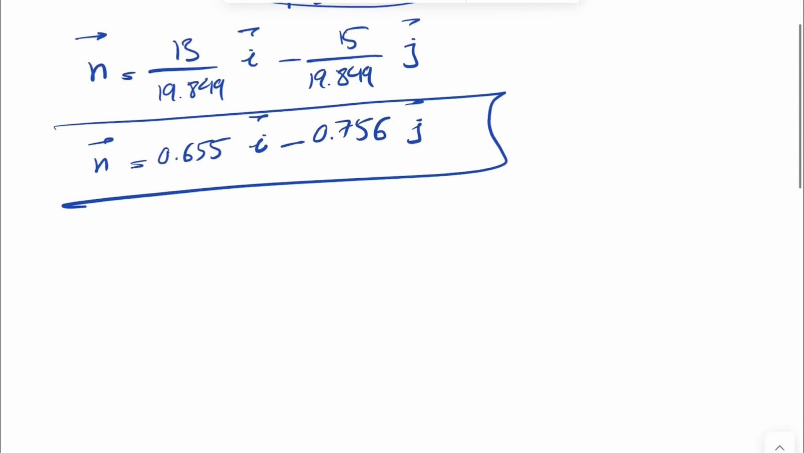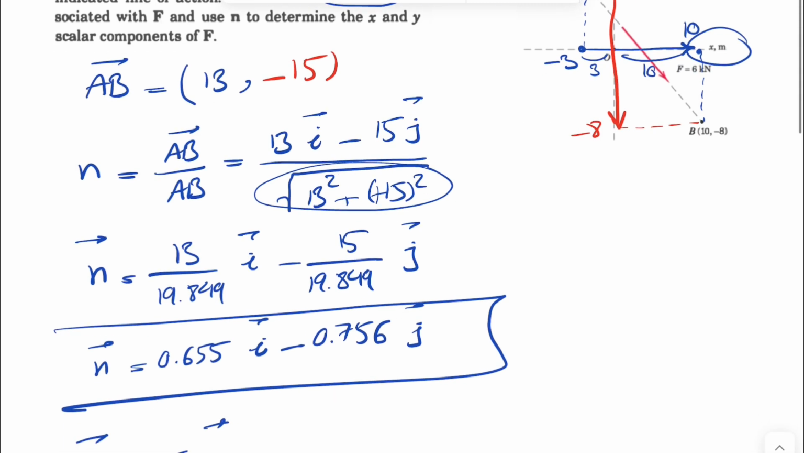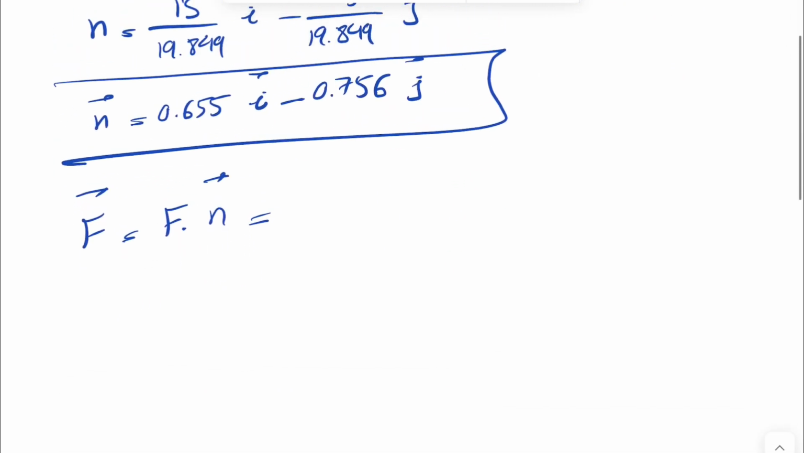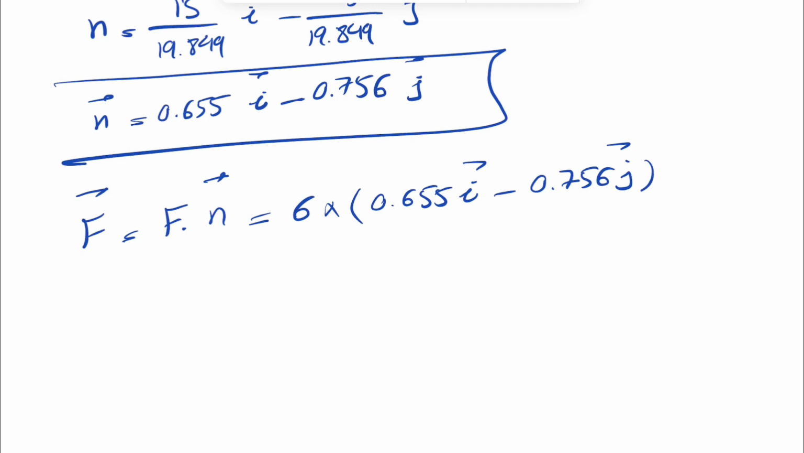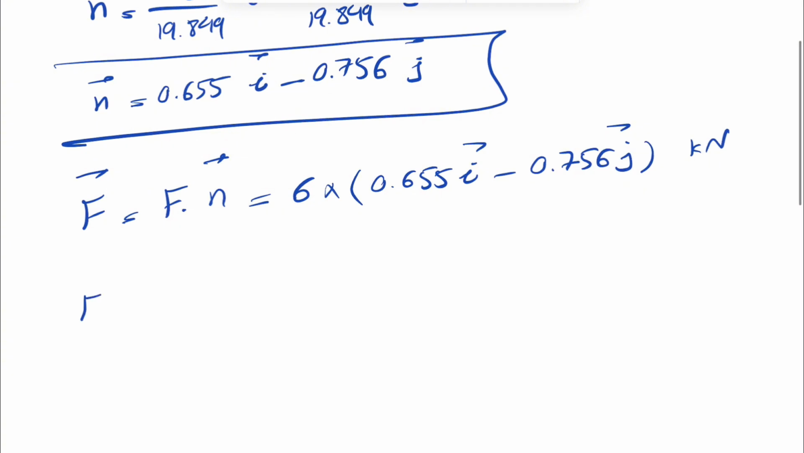And if you want to find the force F, it's pretty easy. So the force F would be the magnitude of the force times our unit vector n. If we get back to the question, we can see that the force F is 6 kilonewtons. So all we need to do in here is just to multiply 6 by 0.655i minus 0.756j, and this will be in kilonewtons. And let's calculate this in order to find the scalar component of this force F.